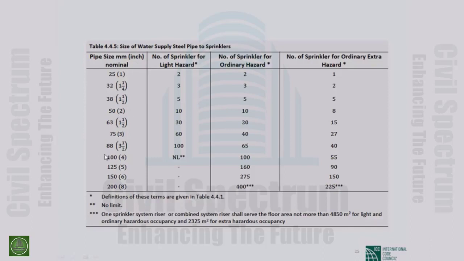So you can see that if it is 4 inch, there is no limit. You can put whatever you like. So accordingly, you have to design your pipe network, water supply pipe network, and the sprinkler heads.